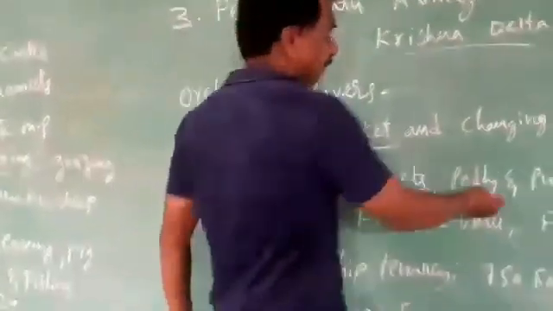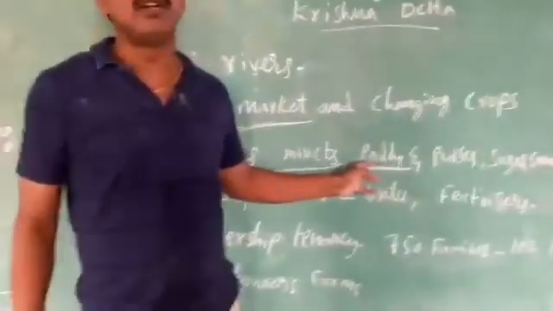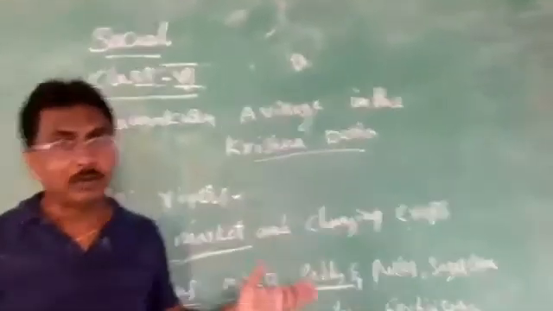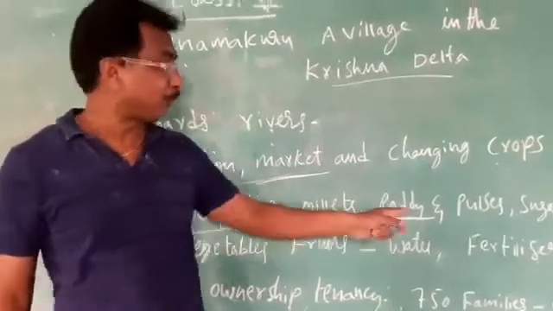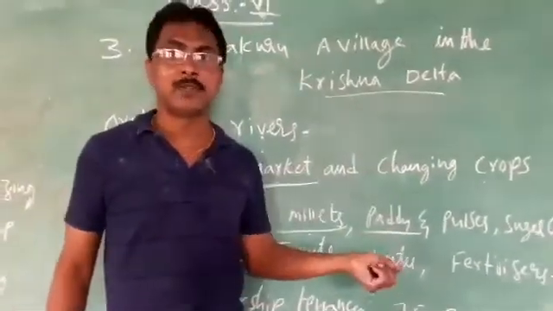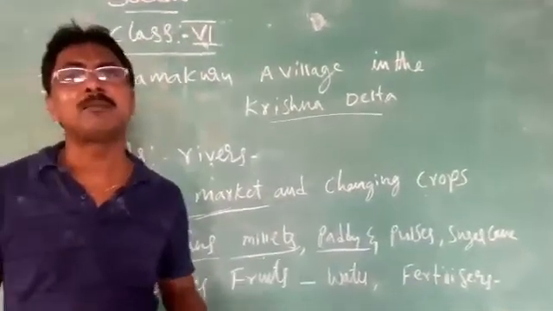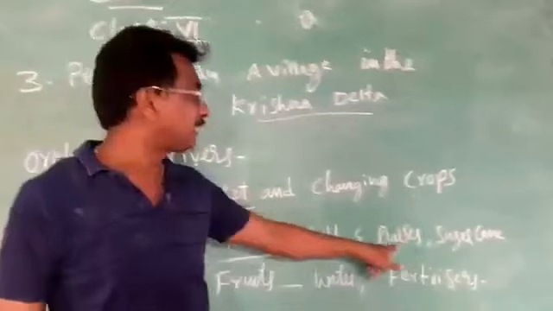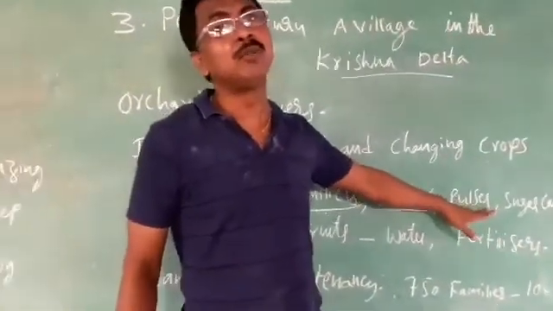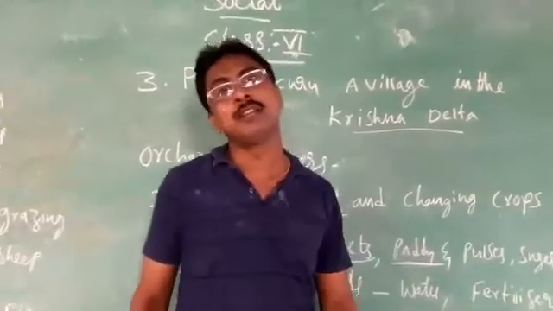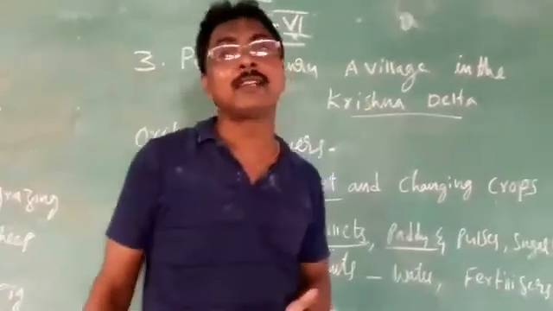And you know that paddy, in Telugu we call it vadlu. If you remove the husk from it, it becomes rice. With paddy only, rice will come. And pulses means red gram, green gram, Bengal gram. These are called pulses, pappulu. The farmers will grow the pulses. And sugarcane and turmeric they will grow.